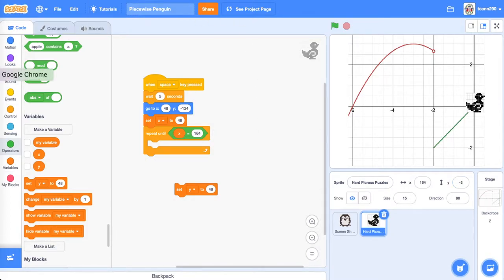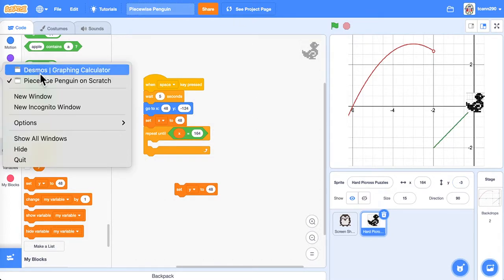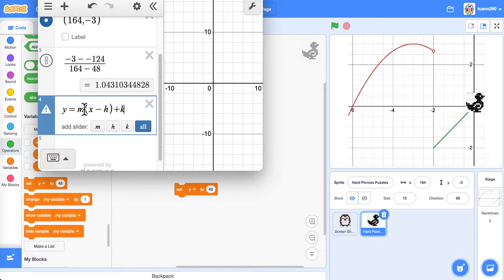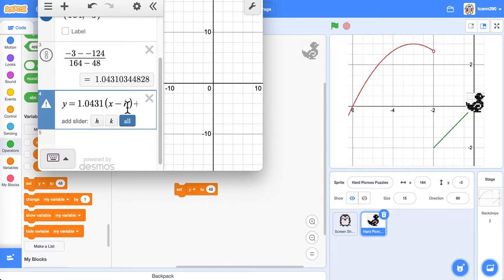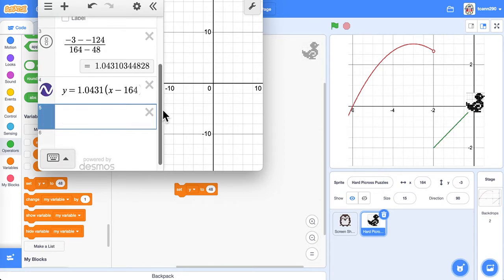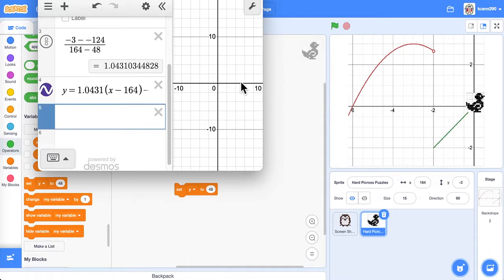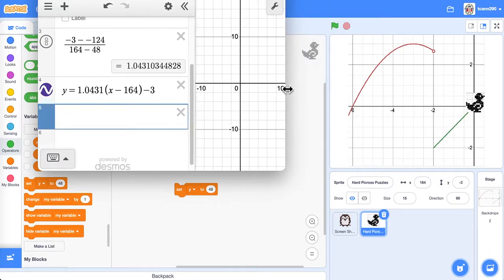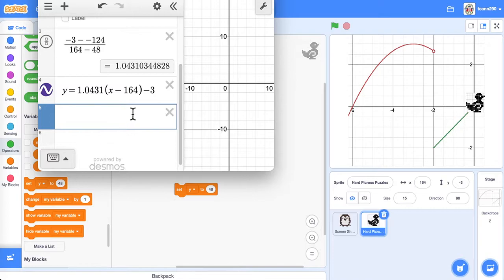If you think about what I'm building here, I'm putting in an m value, that slope that we just came up with. You can just pop that in there. The h value would be 164, so it's going to be minus 164 because the minus is already built in, then plus a negative 3, so minus 3. That would be the equation that I already have in Desmos. I'm trying to get it into Scratch, all right?